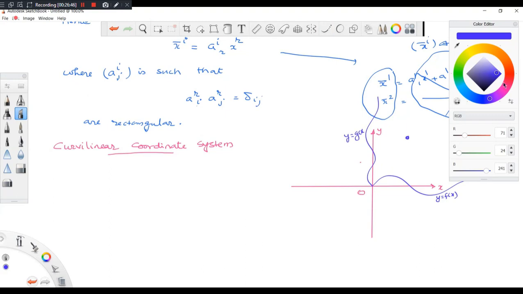And suppose I want a point here. In the rectangular Cartesian coordinate system, I have x and y. Now, what about this curvilinear coordinate system? I should represent my x and y as some functions here. That is as well valid. I am looking at this point based on this.